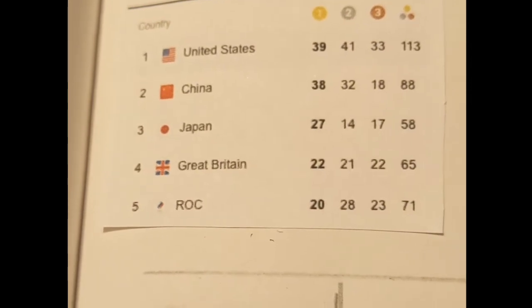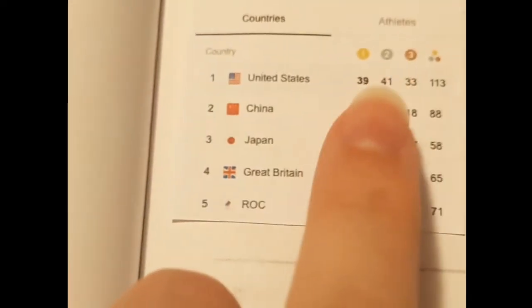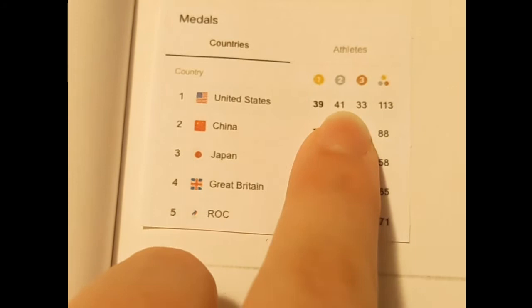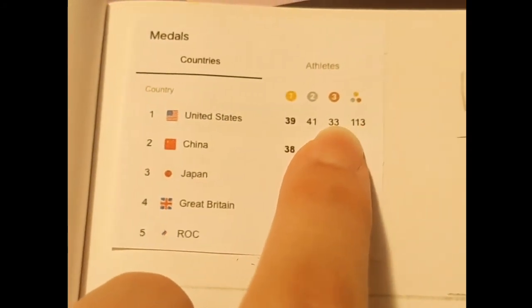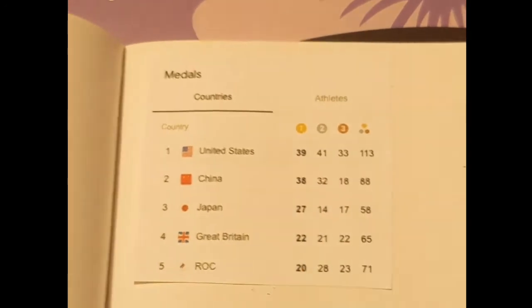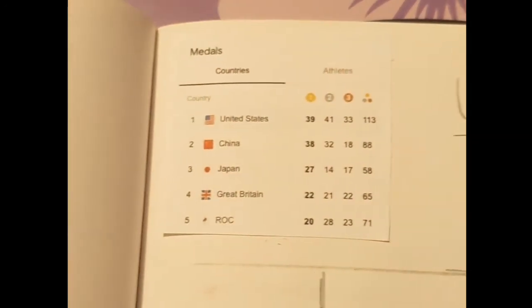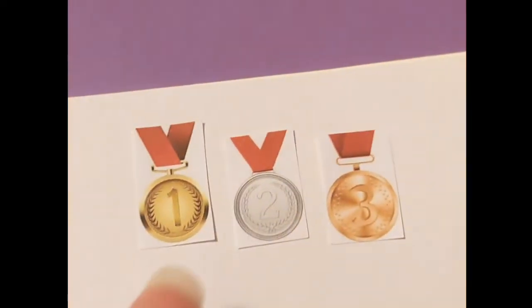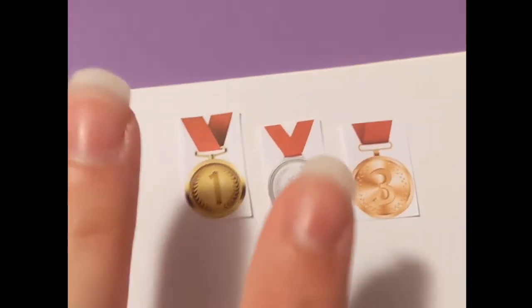There are a lot of big numbers on here. The United States got 39 gold, 41 silver, and 33 bronze, which means 113 total. So instead of making a pictograph with one medal for each number, I'm going to have one medal equal 3.